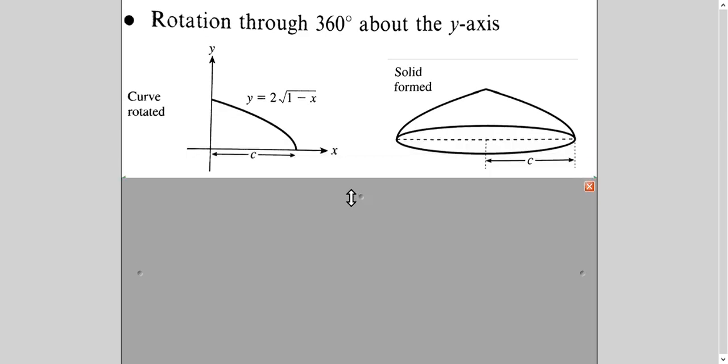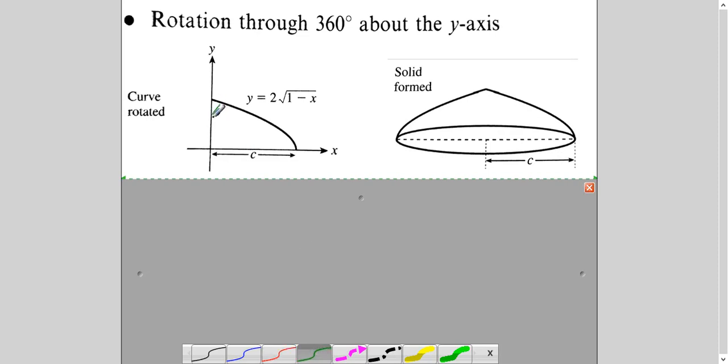Let's see if we are revolving it around our y-axis. So now, if this is the shape and this is the shaded area, right? And now you are revolving it around y-axis. So you are revolving it like this. So what type of shape you will get? This type of shape you will get. And you will find out the volume of it.